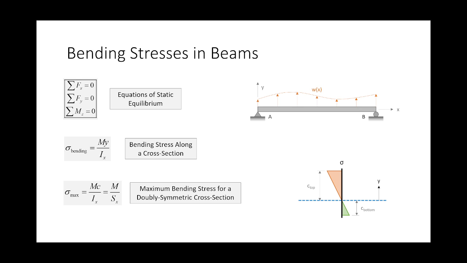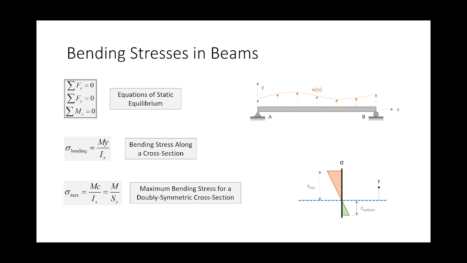M over I times what we call this distance C. This distance C is what's called an extreme fiber distance. The extreme fiber distance is just the distance from the centroid to either the very tippy top or the very bottom, because those are where the bending stresses are going to be the highest. With me so far?